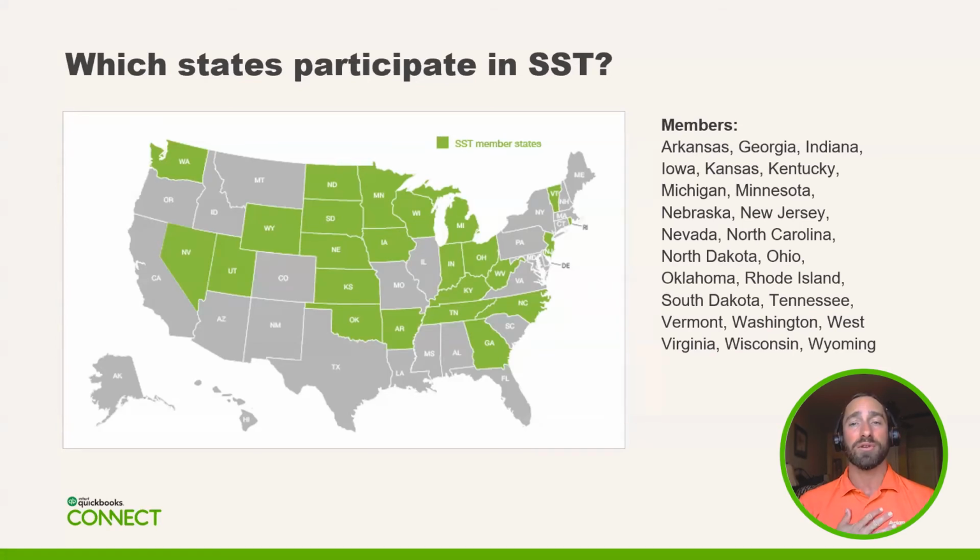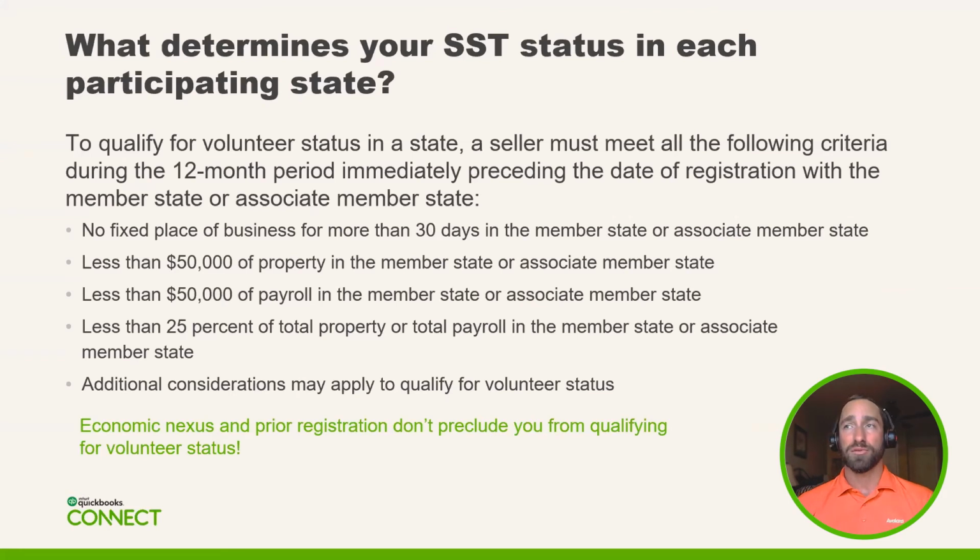And what that means is if you're solely having to get registered in a state due to economic nexus, you can raise your hand and be a volunteer remitter. And a volunteer remitter means the bullet points you'll see here below: you don't have a fixed place of business. You have less than $50,000 worth of property, less than $50,000 worth of payroll, and less than 25% of total property in a member state.